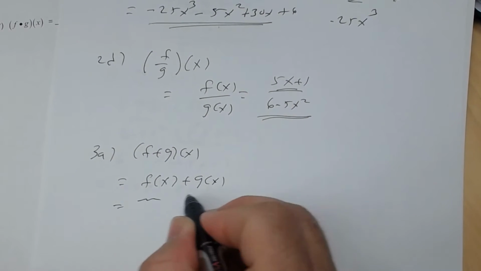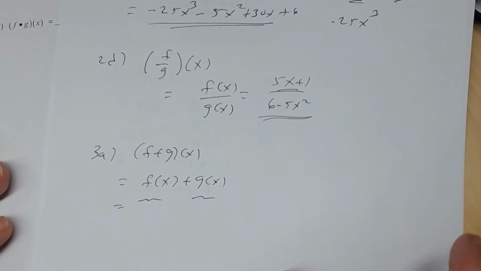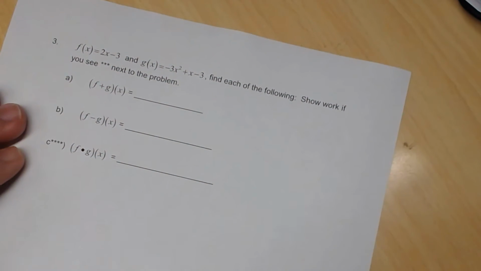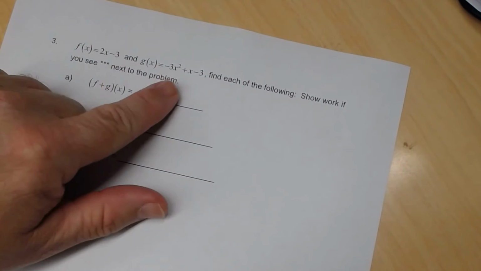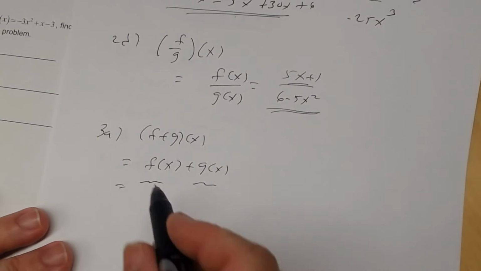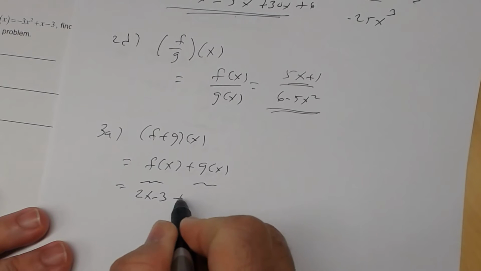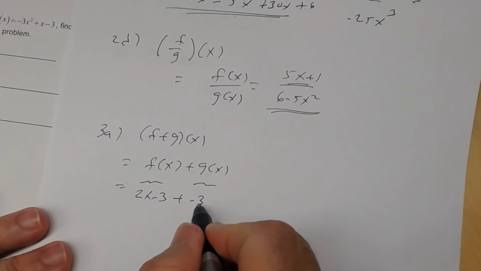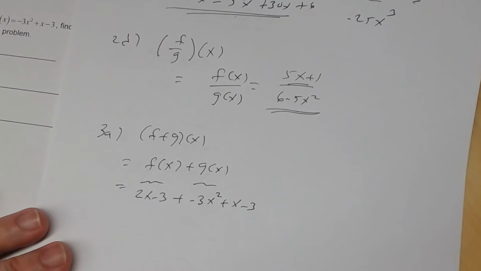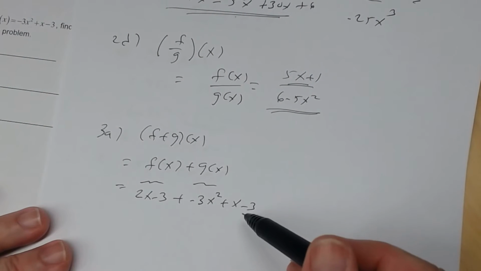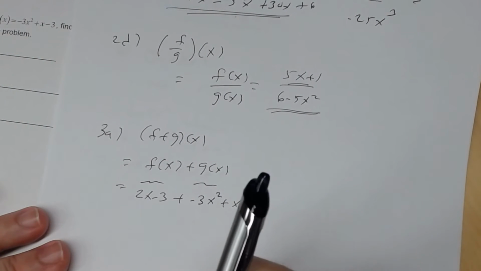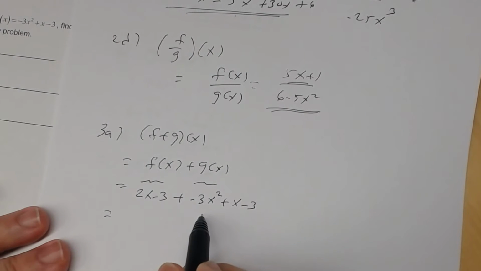And all you do is substitute those expressions in for your function. So f of x, remember, is this right here. It's 2x minus 3, and g of x is this. So in place of f of x, I'm going to substitute 2x minus 3. Plus, in place of g of x, I'm going to substitute negative 3x squared plus x minus 3. So that's what I substitute. Now, I didn't have to put this in parentheses because it was adding them. It did not matter. When you add, it does not matter if you put them in parentheses. Combine like terms, let's put them in descending order.